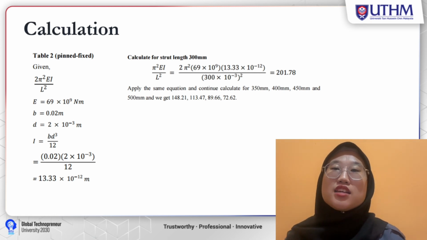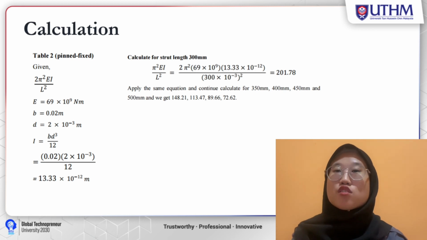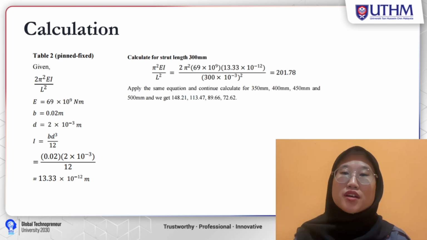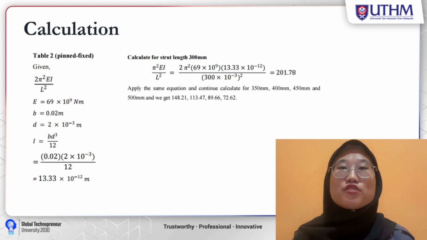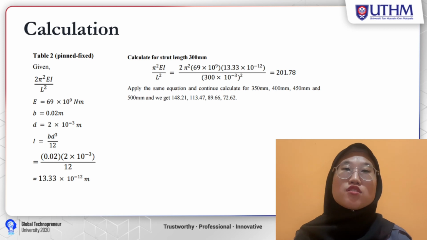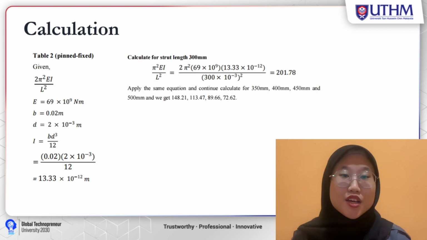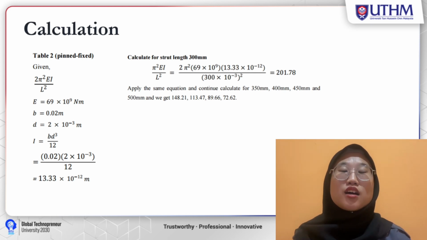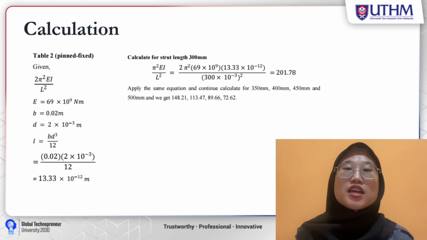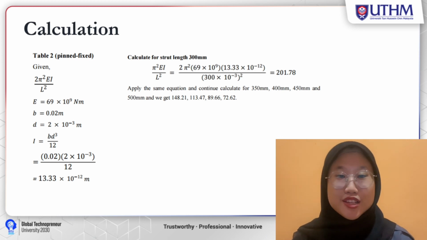So for table 2, the calculation for table 2, which is pin fixed, we use 2 pi squared E times I over L squared. So we use the same data as for table 1, but we times 2. So we get the answer for strut length 300 millimeter is 201.78. So we apply the same equation and continue to calculate for 350, 400, 450, and 500 millimeters. So we got 148.21, 113.47, 89.66, and 72.62.